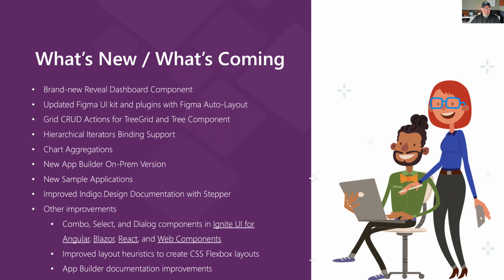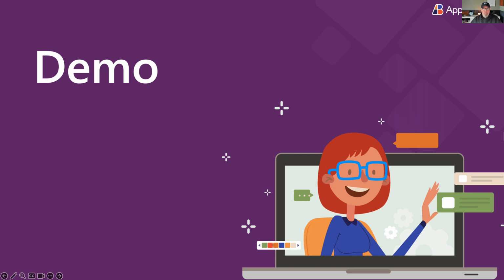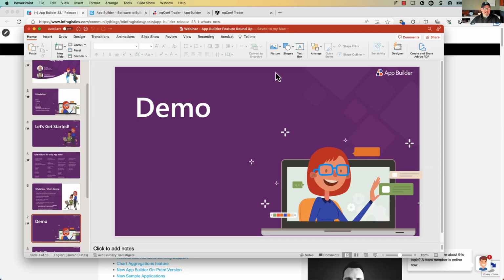Maybe it's going to be today, maybe end of the week, maybe early next week, but we're days away of the grid column configuration, which is really slick inside of App Builder. So with no further ado, let's go ahead and do a demo.